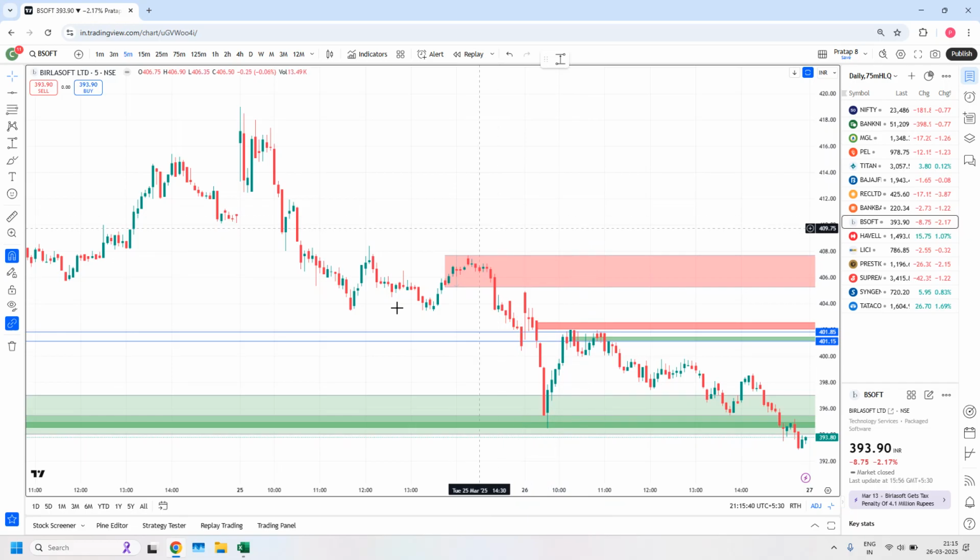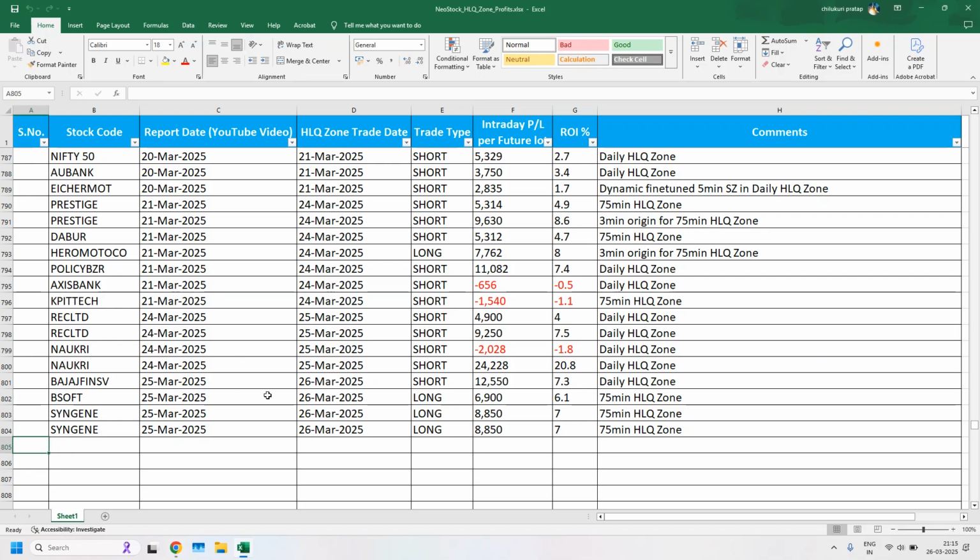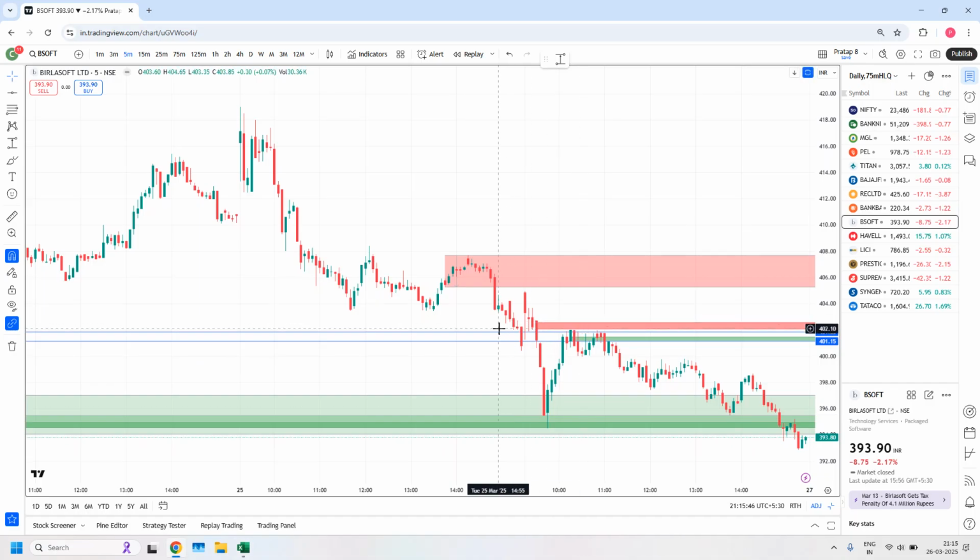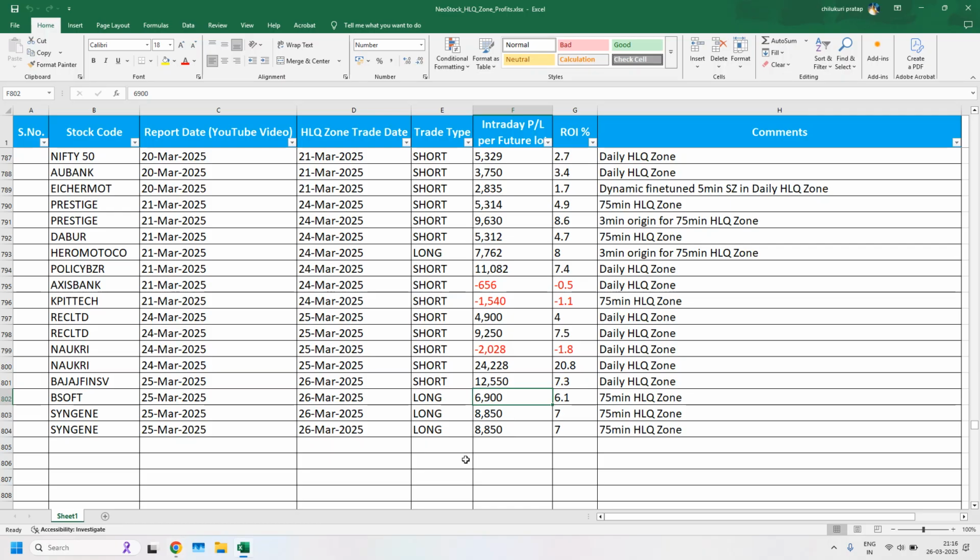Okay. So how much profit would we have got? Berlasoft would have given you 6,900 rupees profit until this resistance line. Maybe with the 1 minute trailing stop, you might have got around 6,500 rupees. Anyway, this is the one we got, 6.1% ROI as per one futures margin cost.